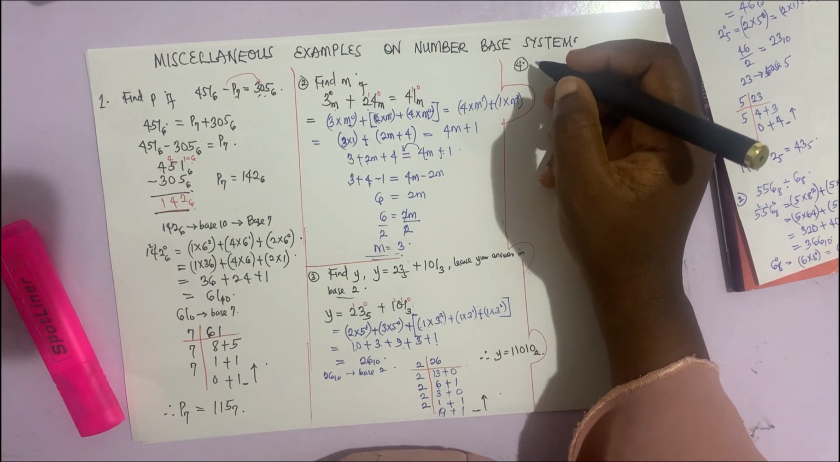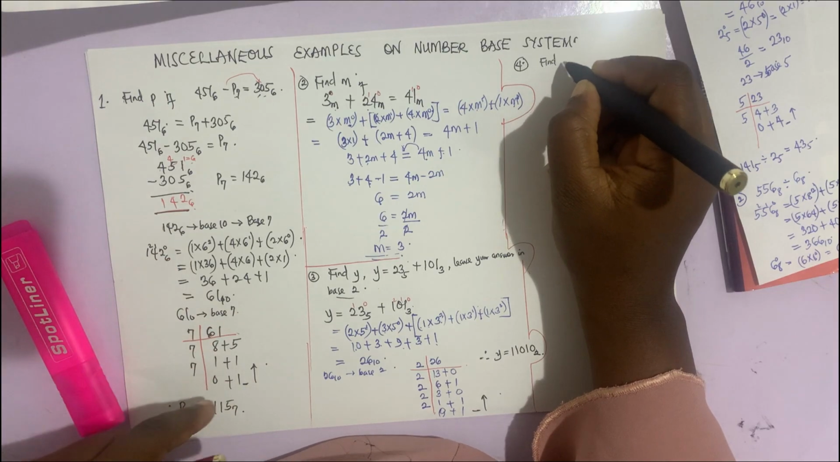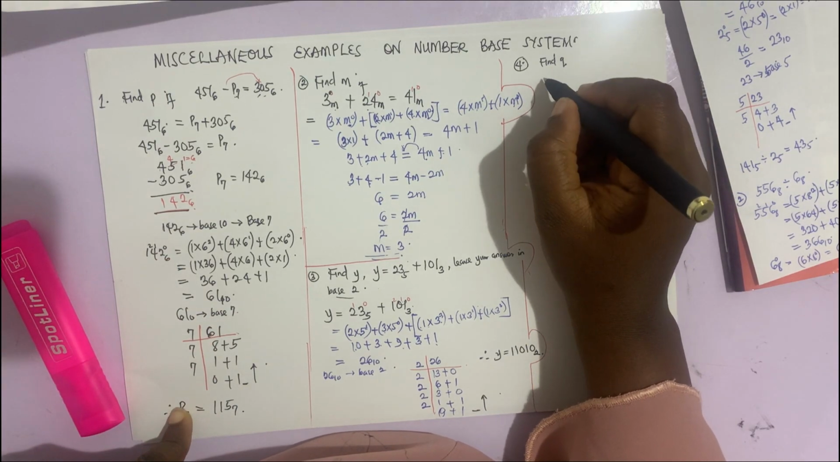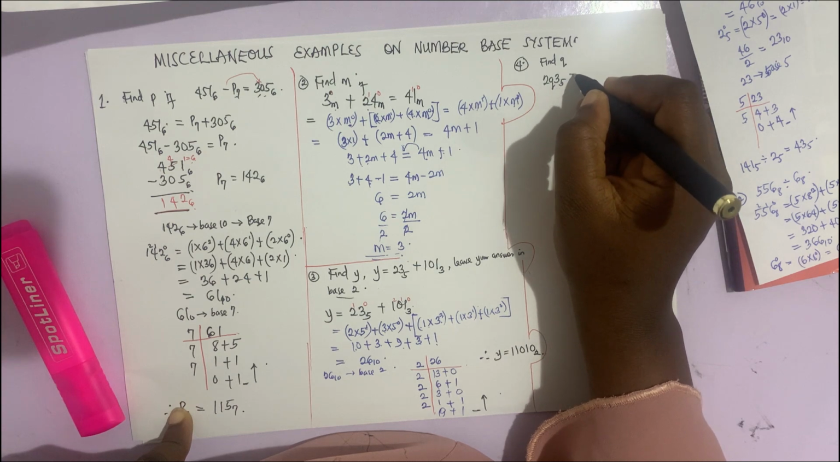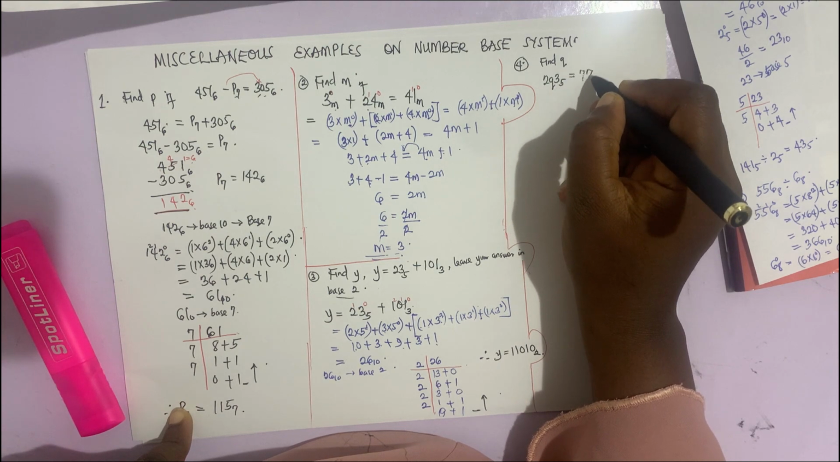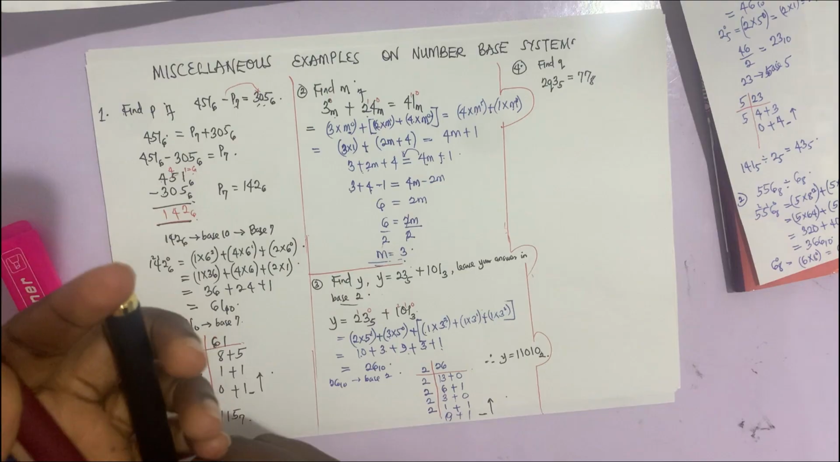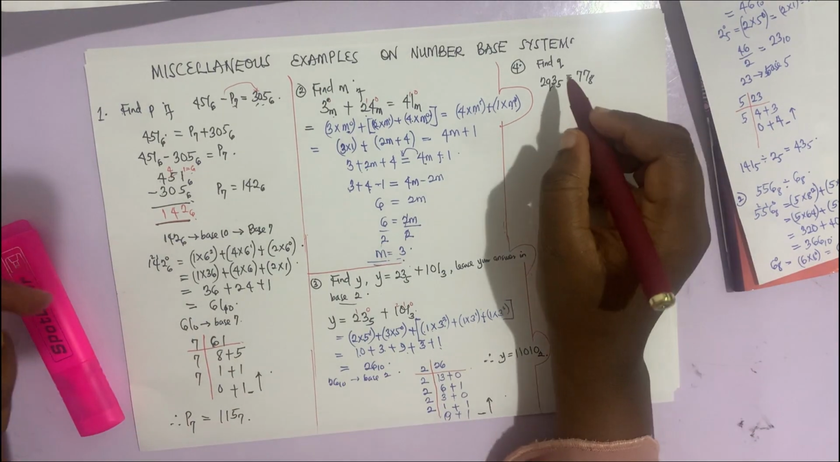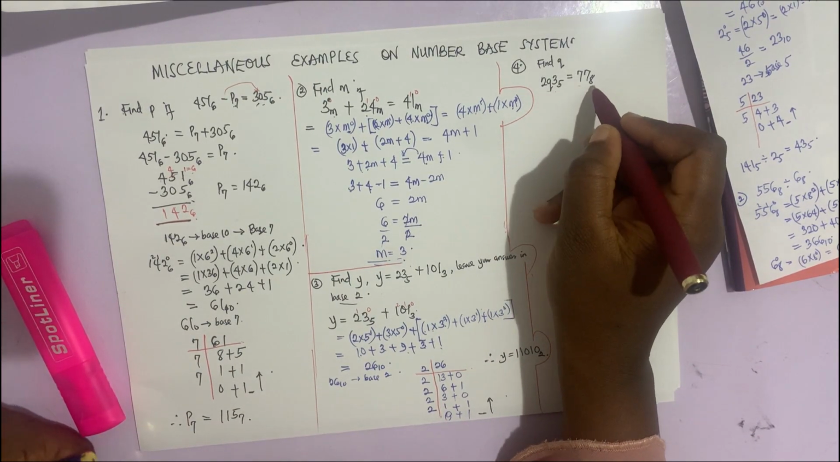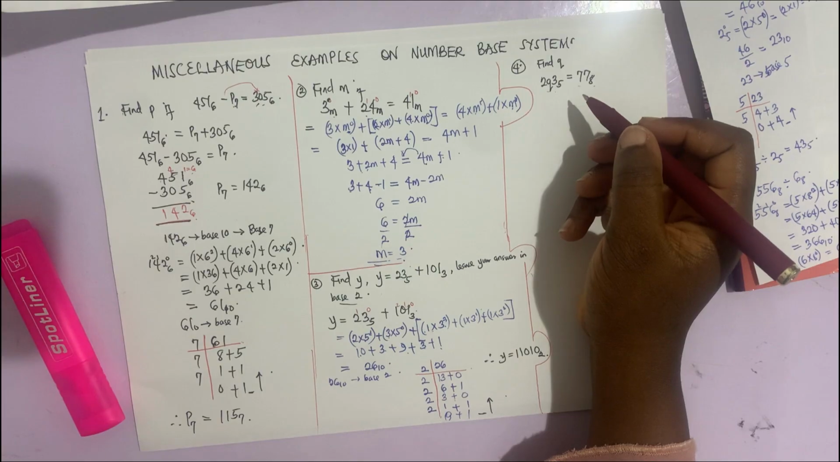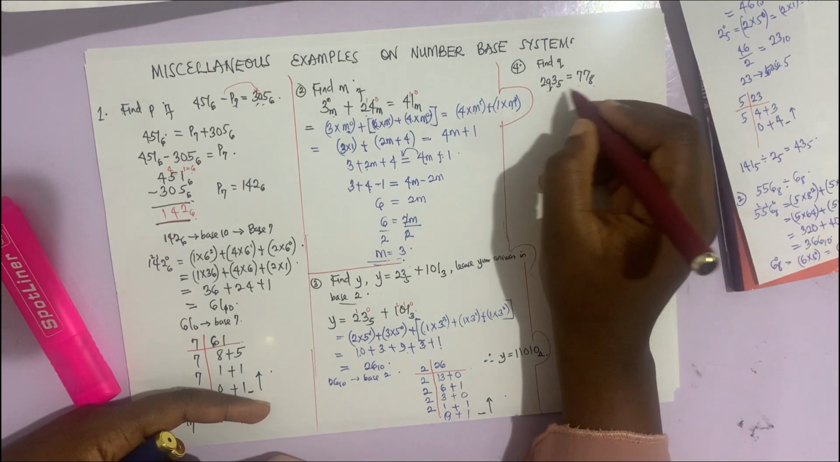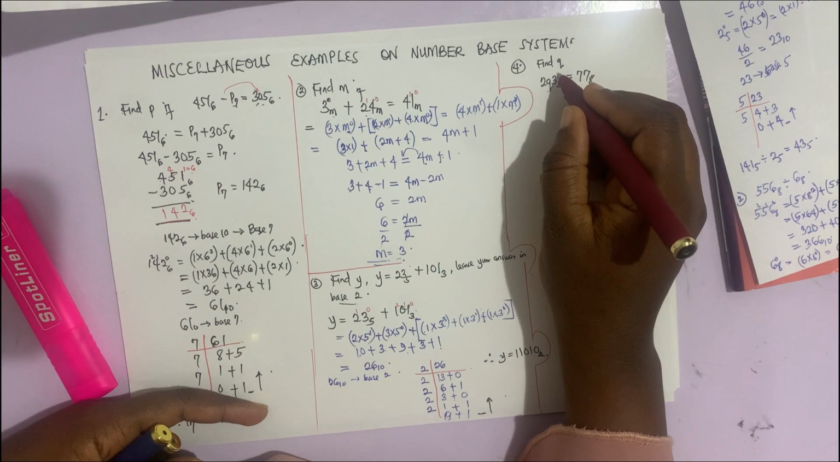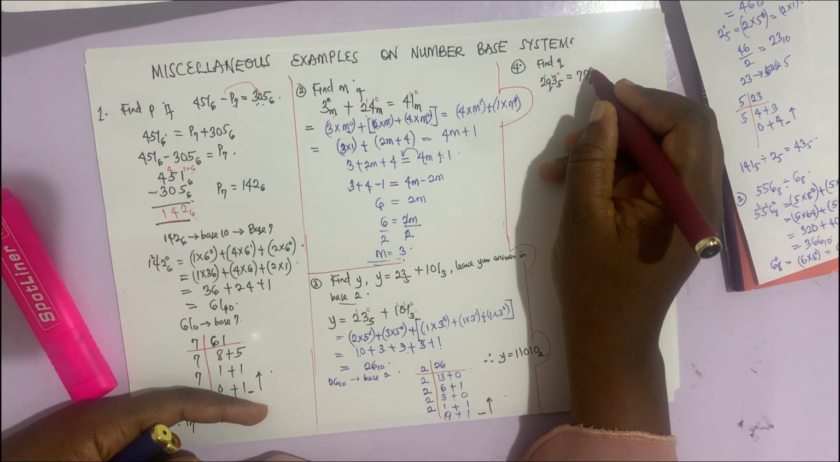Question 4 says find q, given that 2q3 base 5 is equal to 77 base 8. Again, use the same approach. Try converting to base 10, because if I convert this to base 10 and this to base 10, they become the same base and it's easier to get the answer. So label the positions 0, 1, 2, and 0, 1.